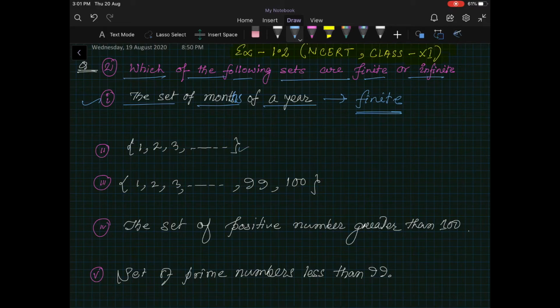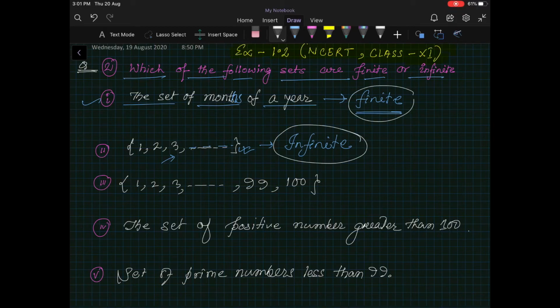Now if you see this set, this set is not ending, so it has an infinite number of elements. That's why it is an infinite set. This is an infinite set.